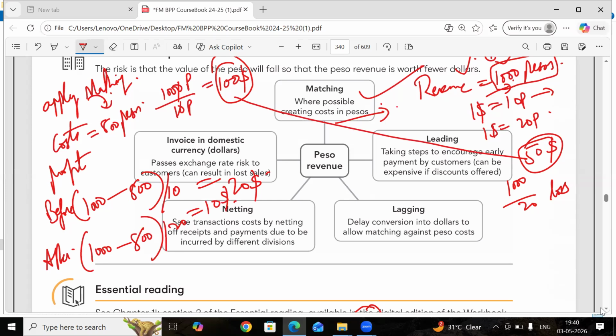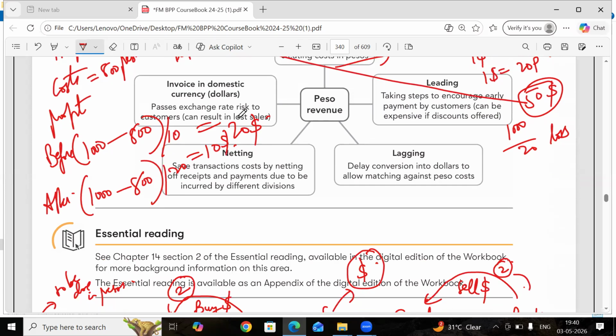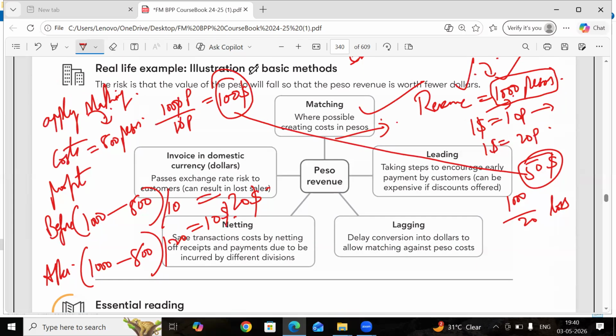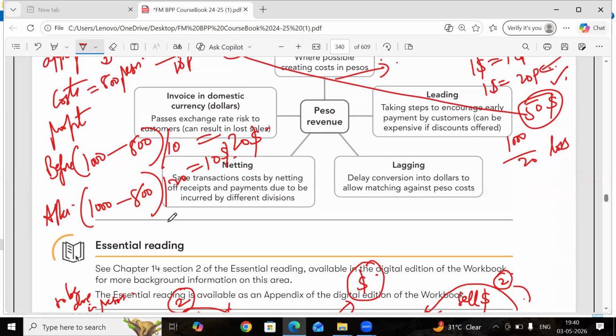So what happened? Profit falls but risk is reduced because both revenue and cost move together. Previously, your gain was $100. Because of exchange rate, your loss is $50. Now you started matching your cost with revenue. In that case, what happened? Your loss, which was $20 previously, now has become $10. Why? Because revenue and cost move together. So hence the risk is reduced.